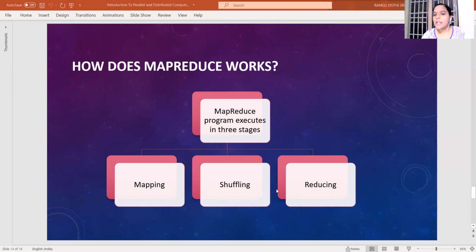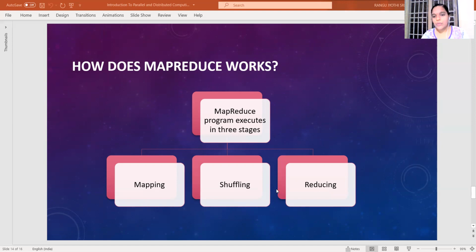This is a phase that consists of the output of the mapping phase, and the main task of this shuffling phase is to consolidate the relevant records from the mapping phase output. And after collecting the relevant outputs from the mapping phase output, the shuffling phase again gives its output to the reducing phase, which is the third phase of the map reduce.